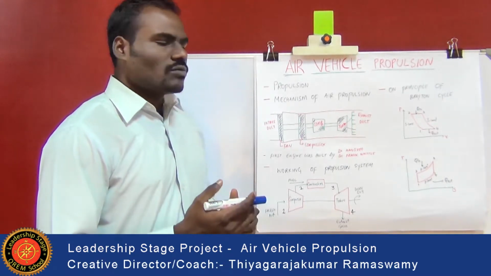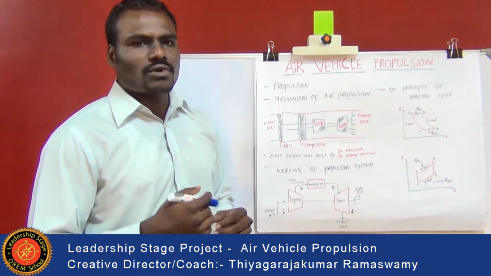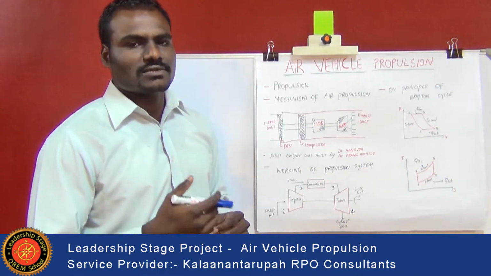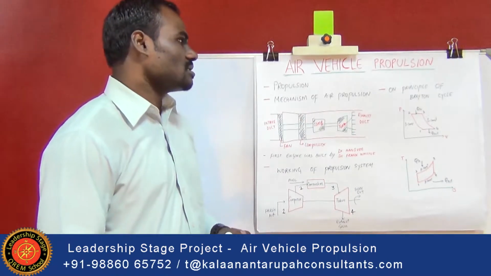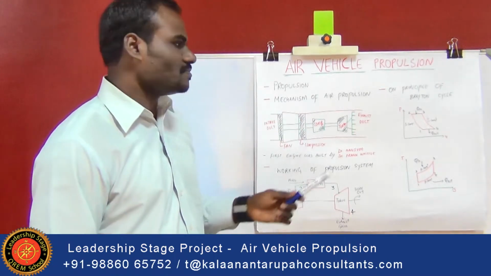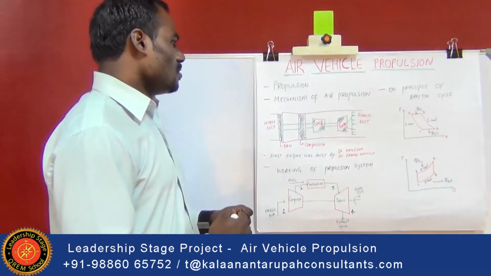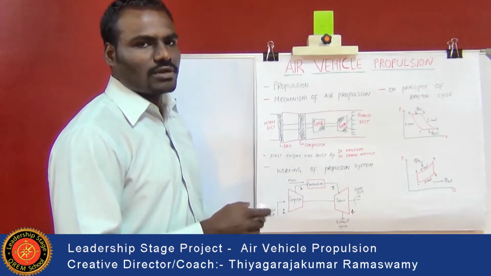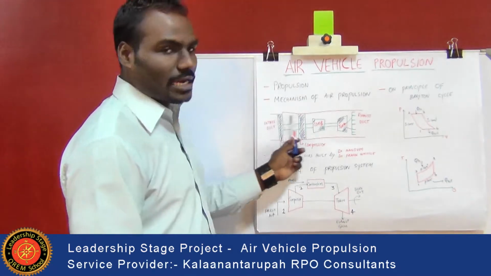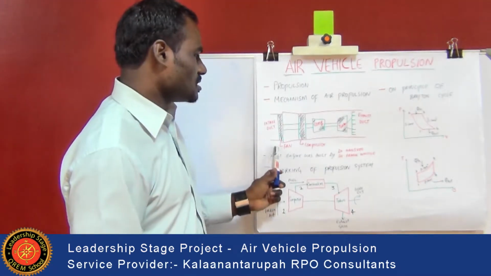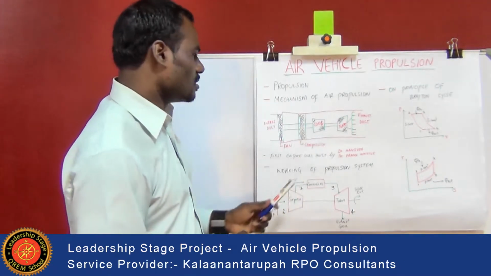Here we will discuss the components and the design considerations we have to take into account in order to design or manufacture a propulsion system. First, what is the mechanism involved in an air propulsion system? Here, the line diagram of an air vehicle propulsion system is drawn.